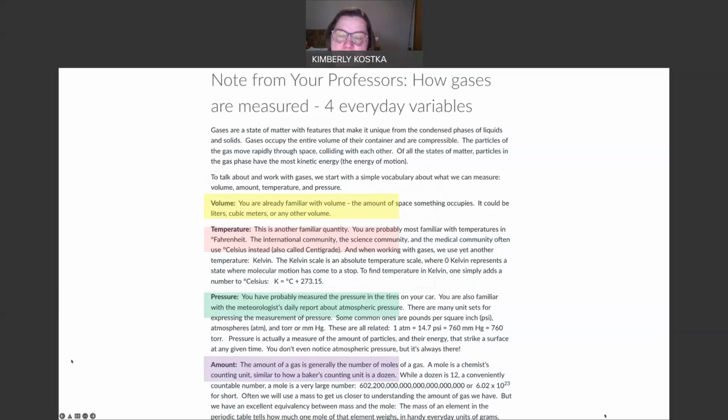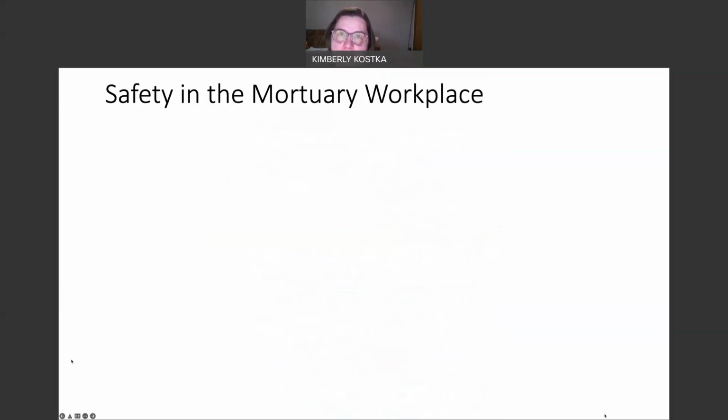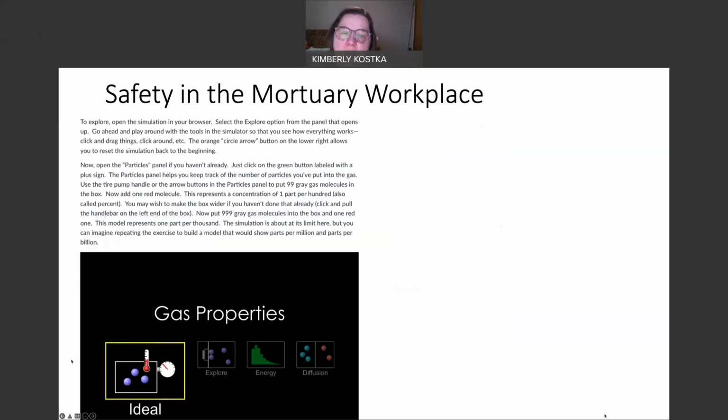So the other thing to know is that we're going to make a transition to looking at safety in the workplace. And in safety, we're going to primarily focus on formaldehyde. When we're working with formaldehyde, it is toxic, so we have to be super careful. And all of the materials written about safety generally talk about the concentration of formaldehyde.